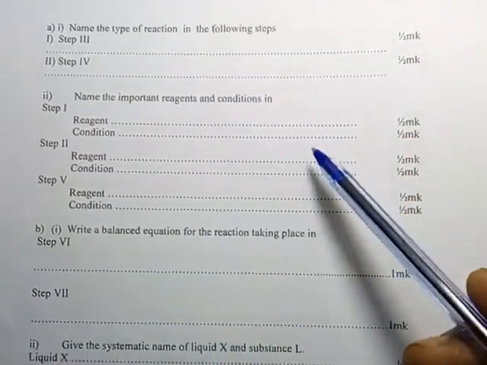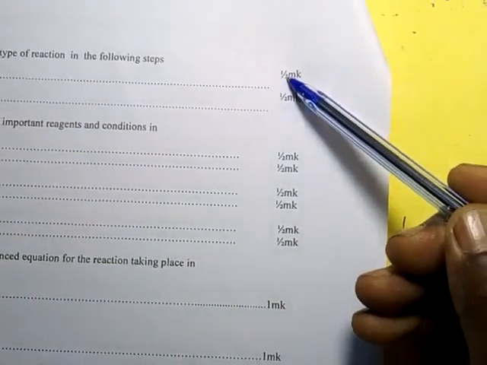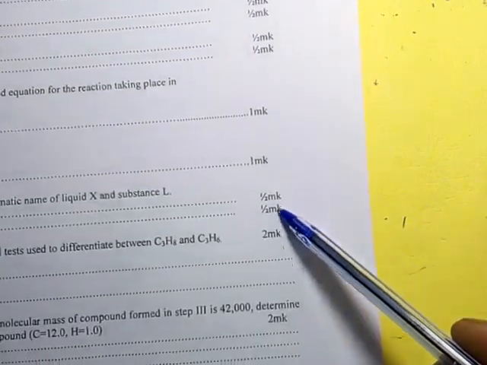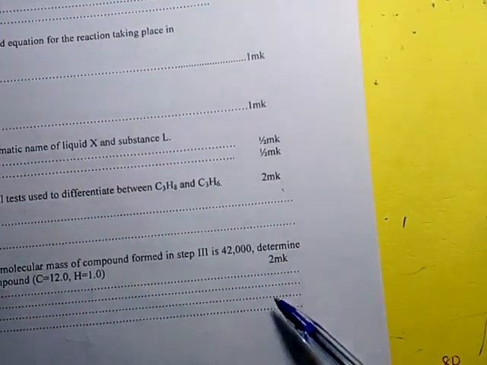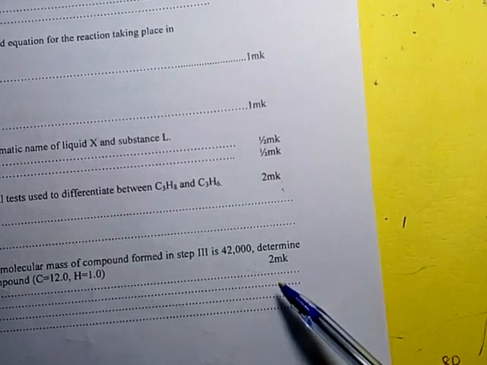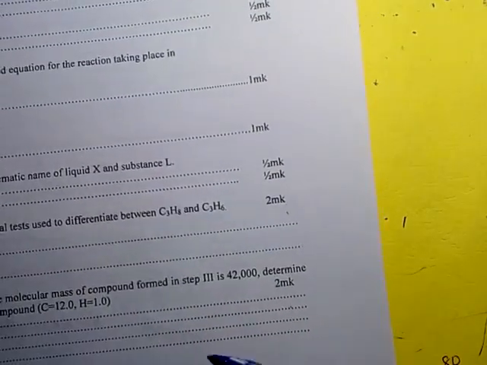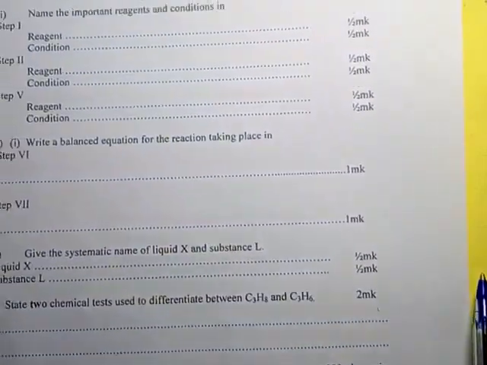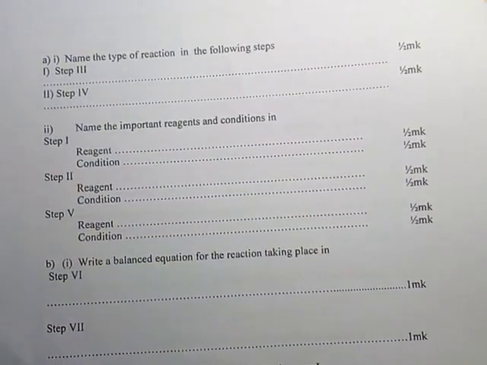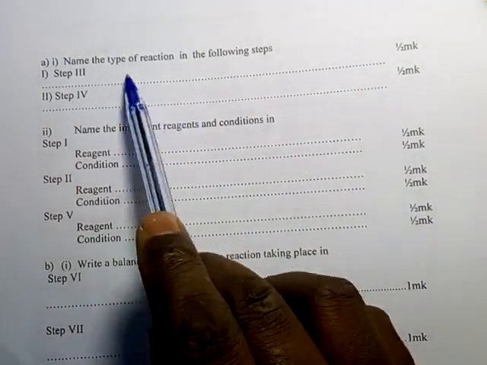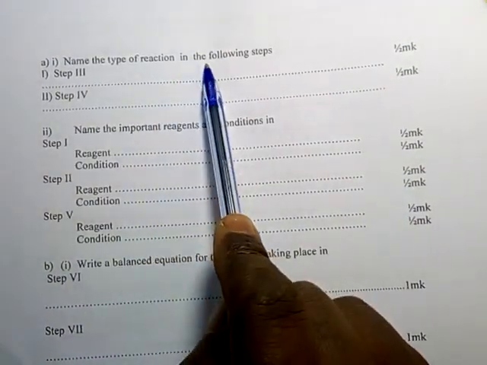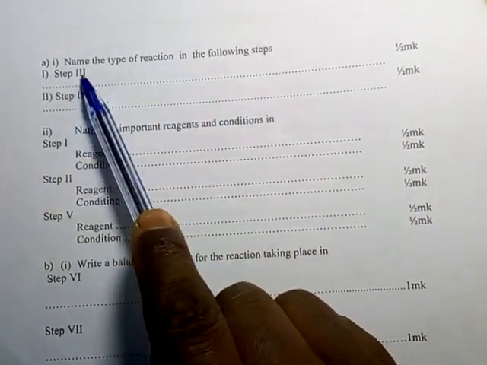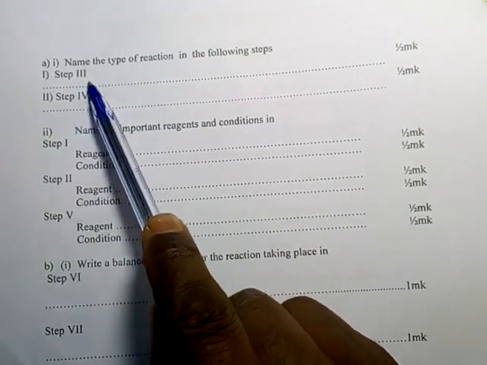So the questions here have a total sum of 11 marks up to here. So in fact there are 12. There is another question on the other side. So make sure you score all of these marks in organic chemistry. So question 1, name the type of reaction in the following steps. Step 3 and step 4.